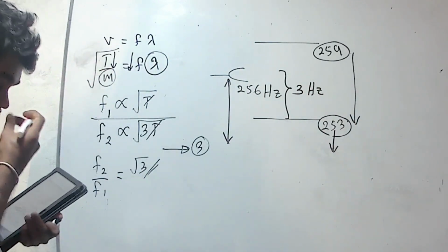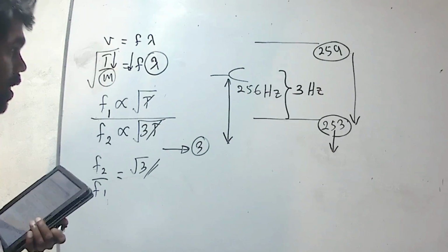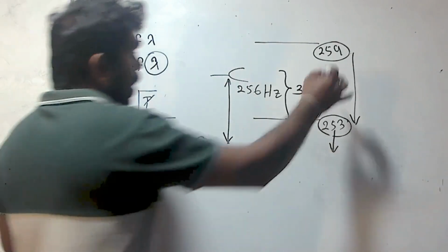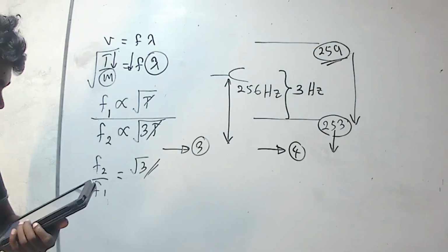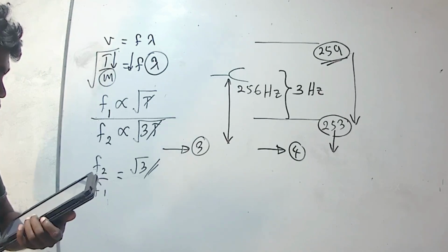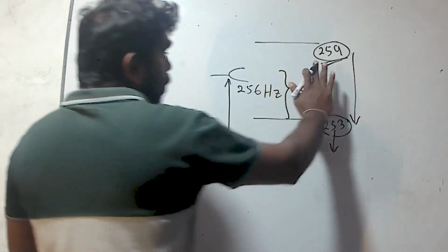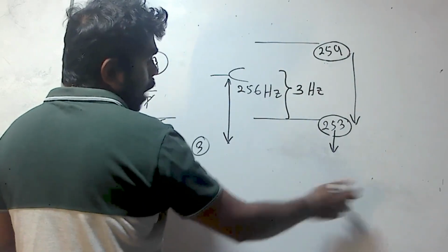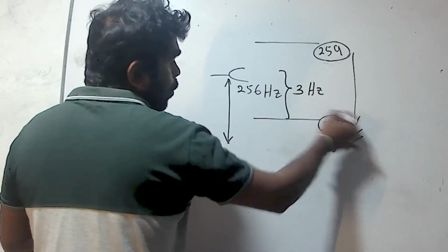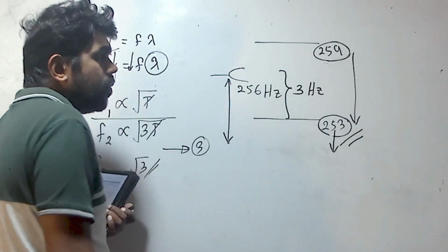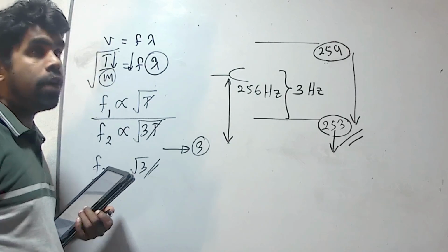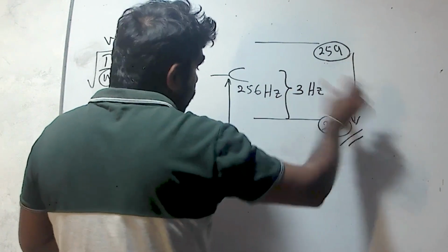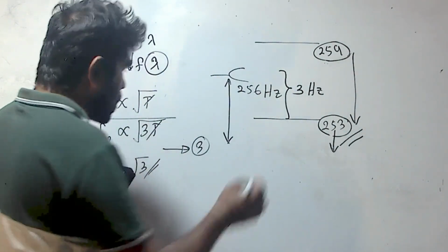Therefore, the initial frequency corresponding to the sonometer wire should be this value, 259. They have asked for the frequency of the sonometer wire after reducing tension. Therefore, the initial frequency should be 259, and they have asked for the after value. After value should be this one. When decreasing tension, frequency is decreasing up to 253. Then 253 is the answer.